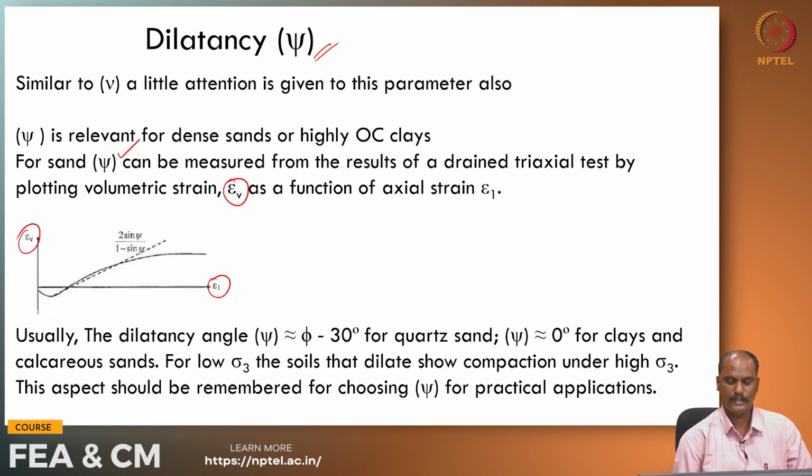Usually the dilatancy angle is taken as phi minus 30 degrees for quartz sand, and usually psi is equal to 0 for clays and calcareous sands. When it comes to soils with low confining pressure, low sigma 3, the soils tend to dilate, and they show compaction under higher sigma 3, that is, under higher confining pressures. So this particular aspect has to be remembered when it comes to practical applications of psi values.